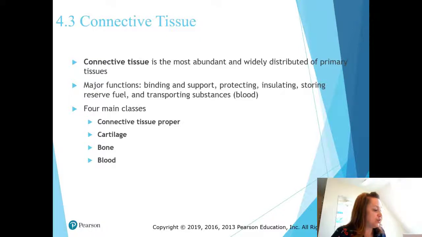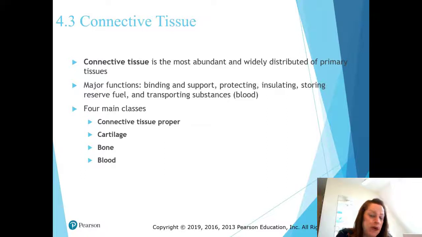So connective tissues are found throughout the body, most abundant, widely distributed, binding, supporting, protecting, insulating, storing, reserving fuel, and transporting substances. Again, a lot of different functions. Connective tissue doesn't have a lot in common. If we think about just the three that you know the names of that are listed here, we have connective tissue proper, which we're going to go into. They have specific sort of 6 or so connective tissue propers that we'll discuss. Then cartilage, bone, and blood.